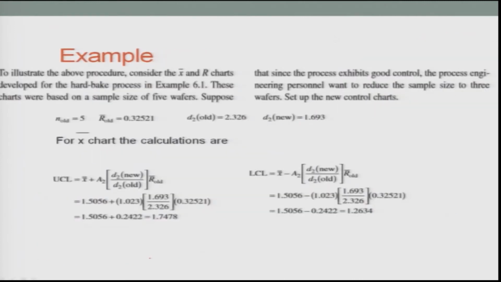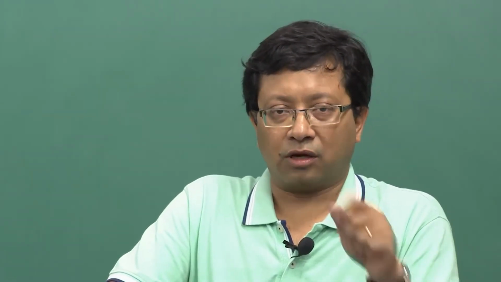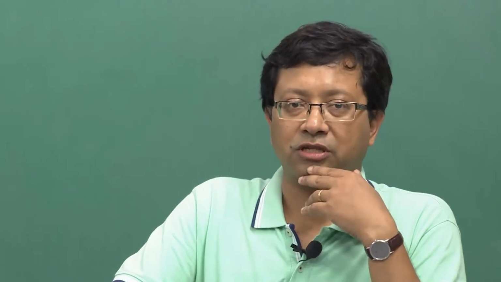To illustrate the above procedure, consider the X bar and R charts developed for the hard bake process in example 6.1. Again I am requesting all of you to have a look at this book. This is a fantastic book, Montgomery. It may be a little bit in depth, but it will give you a huge amount of information on how you can use control charts for statistical process control and understanding total quality management.